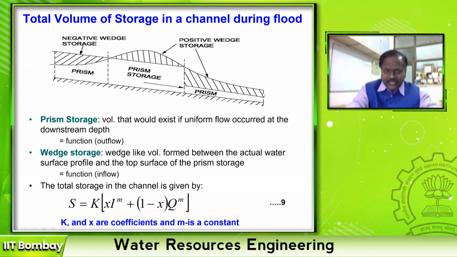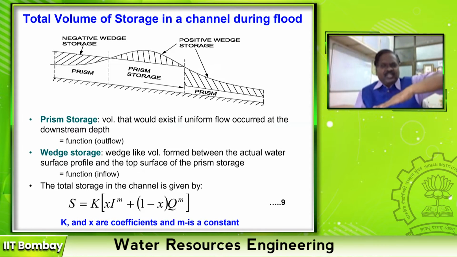Flood comes from inflow. So therefore wedge storage is a function of inflow and the prism storage is a function of outflow, because this prism storage happens due to uniform flow, because it is layer by layer, whereas wedge storage is a gradually varied flow which is happening due to the inflow.